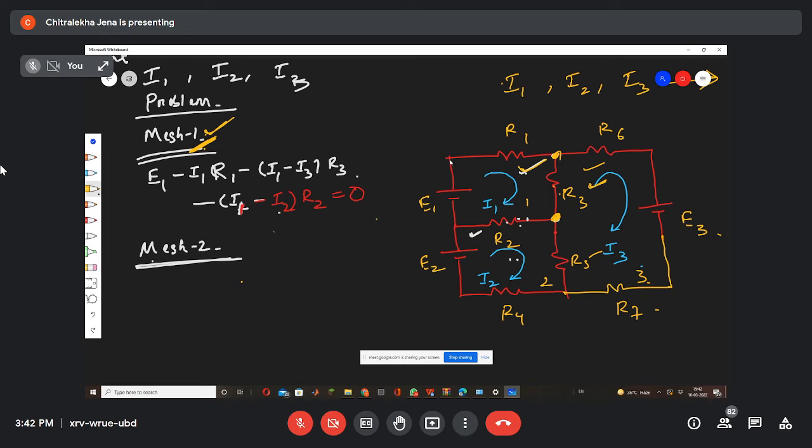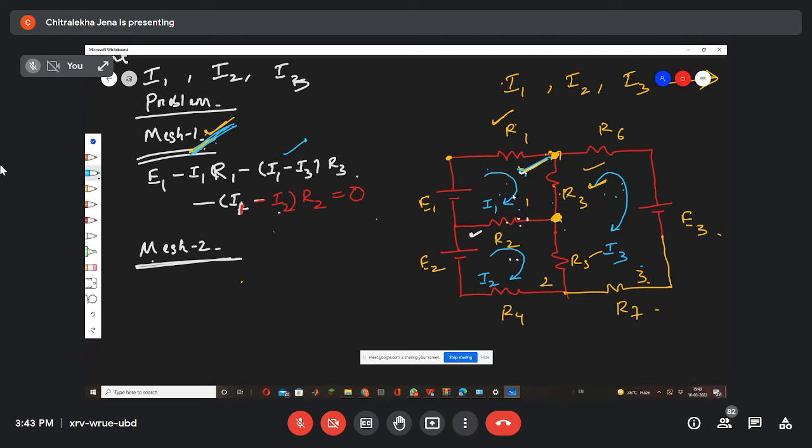So when you are writing the equation, this one is clear, right? When you are writing the equation for R1, it is minus I1 into R1 because this is an uncommon mesh. When you are taking a common branch, for the voltage drop across this resistance you have to see for which mesh you are writing. Mesh 1 you are writing, so you will take I1 first because I1 is flowing in mesh 1. Then R3 is connected to mesh 3, so I1 minus I3 you have to put. Am I clear now?